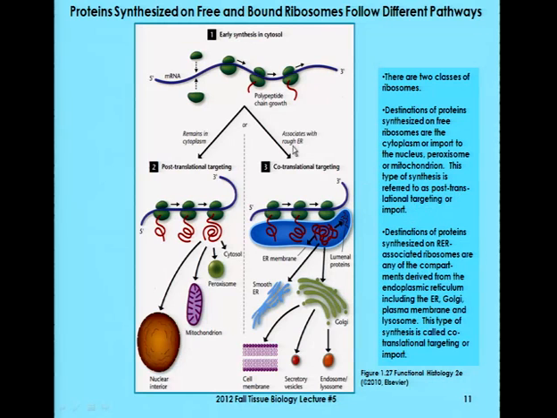Now, on the other hand, when ribosomes are associated with the rough ER, the proteins synthesized on those ribosomes are destined for any of the compartments derived from the ER. And that is the ER membrane itself, the Golgi, the smooth ER, the plasma membrane, secretory vesicles, and endosomes. This type of synthesis is referred to as co-translational targeting.